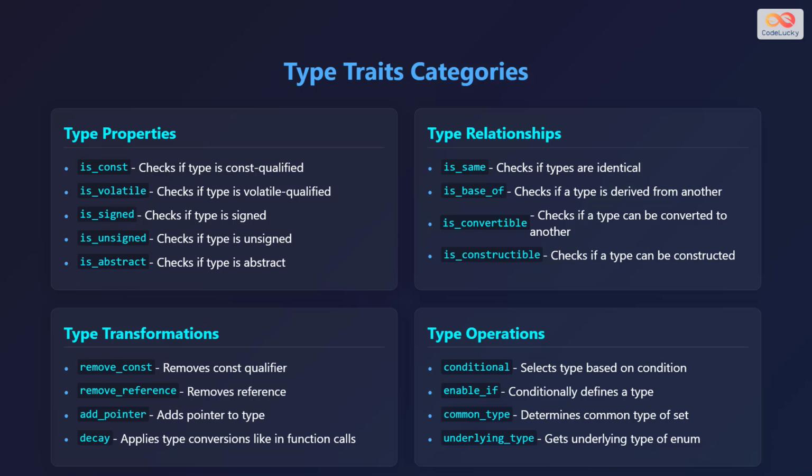Finally, let's see the type operations. conditional selects a type based on a condition. enable_if conditionally defines a type. common_type determines the common type of a set of types. underlying_type retrieves the underlying type of an enumeration.